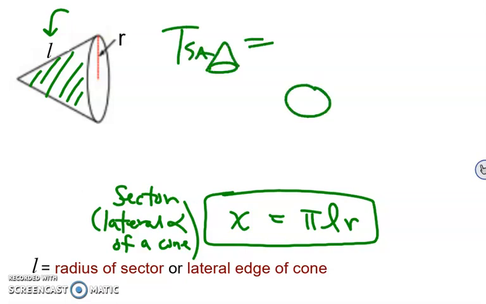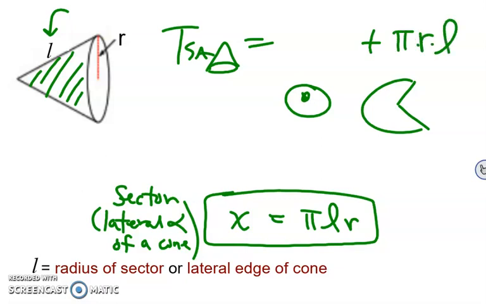So again, it's made up of two pieces. There's the circle itself, the base, and then there's the lateral piece. So the lateral piece is going to be the pi R L, or pi L R. Please write in your notes what the circle part would be to finish off the total surface area of the cone. If you have any questions, please let me know.